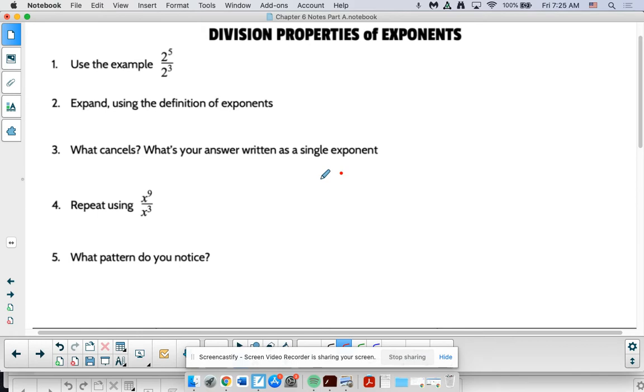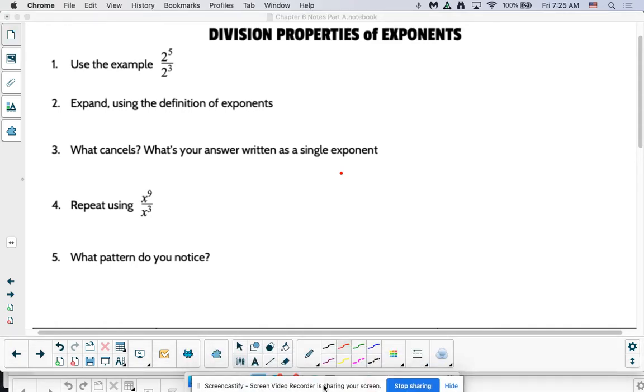Okay, folks, we are on to our next law of exponents, which is division. So we have two rules that we'll learn today, and we'll see what happens when you have exponents when you're dividing. We're going to start off with a little exploration to help us understand what happens.